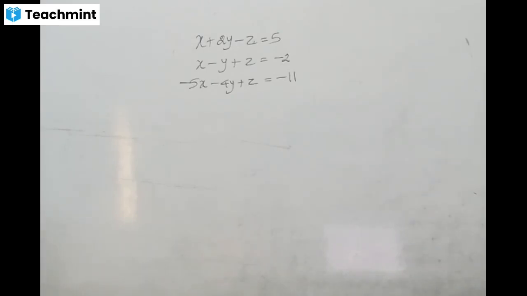Sir, fifth equation. Fifth equation is what, ma? 6x plus 3y equal to 9. Super, super.